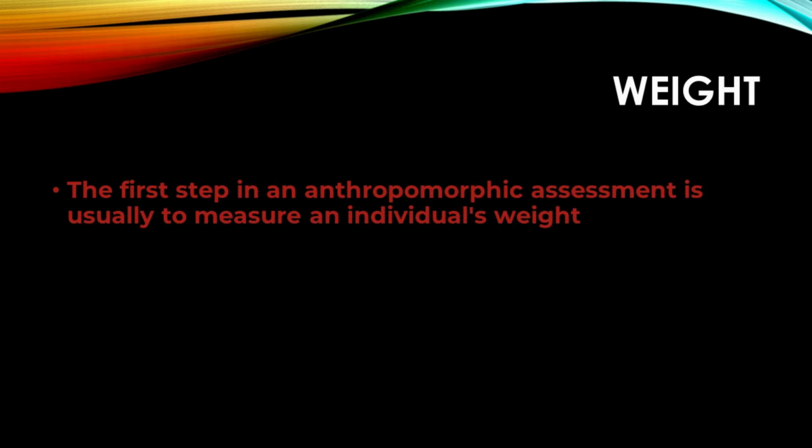Then we will wrap the tape around the baby's head, above the eyebrow and ears. Waist circumference is measured to estimate fat distribution and the amount of fat around the tummy area. A small measuring tape will be placed above the belly button.